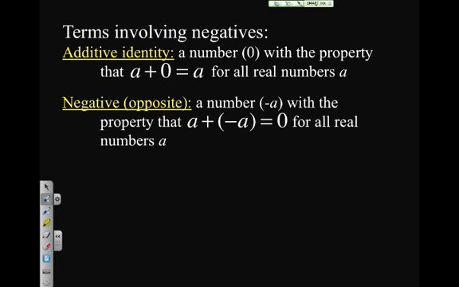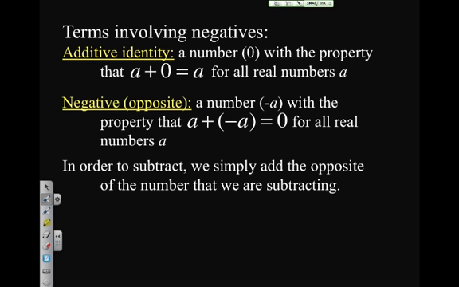Then we have negatives, or opposites of numbers. And we have a number, and we represent that with a negative sign in front of an a, with the property that a plus the opposite of a equals 0 for all real numbers a. And again, we know this. 5 plus the opposite of 5 will equal 0. Negative 8 plus the opposite of negative 8 will also equal 0.